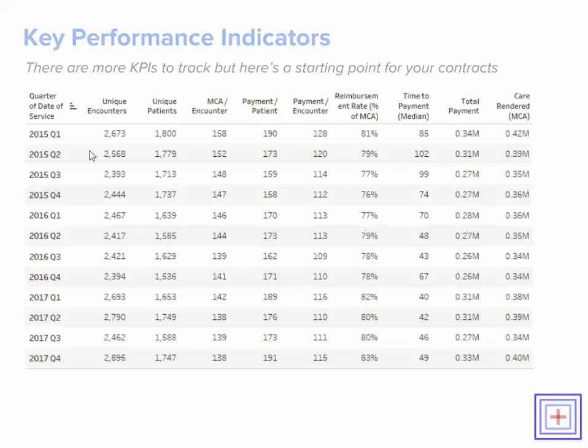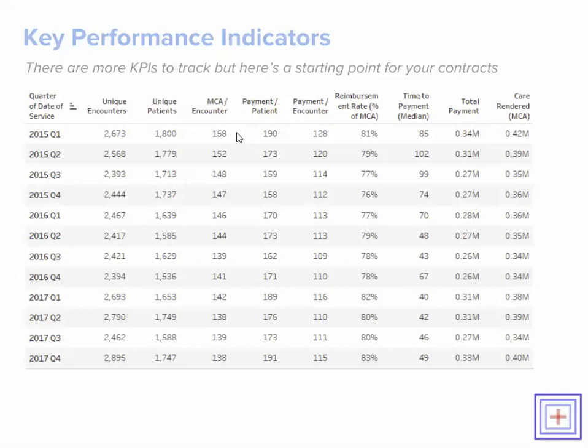So you have unique encounters by payer. So are you seeing more of their patients over time? Unique patients, so how many of their patients are actually coming into the facility. And this is again broken out by quarter. Medicare allowable by encounter, so based off of the care being rendered and as the rates get updated year to year, what's really occurring to that Medicare allowable rate by encounter.